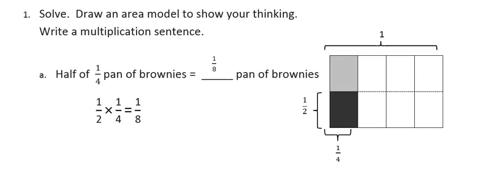This tutorial is for 5th grade, Module 4, Lesson 13. In this lesson, we're going to use diagrams to help us multiply fractions. This first diagram is showing us half of 1/4 pan of brownies. We have a related multiplication sentence and the diagram that goes with it.